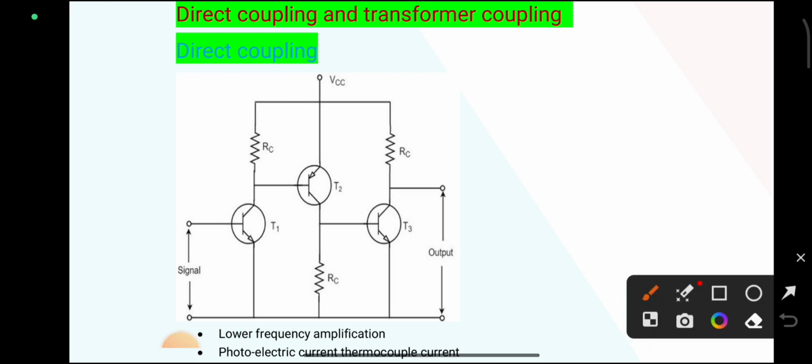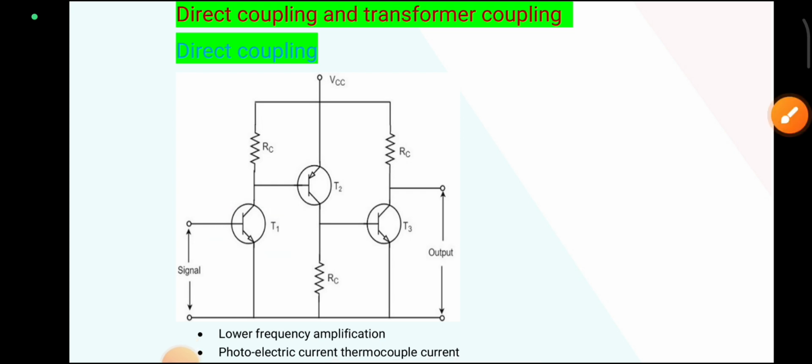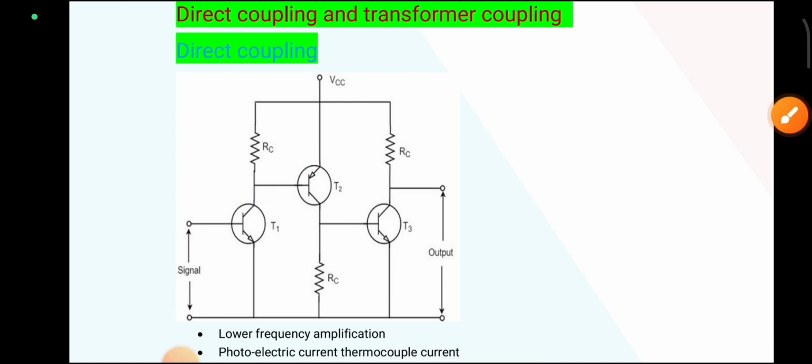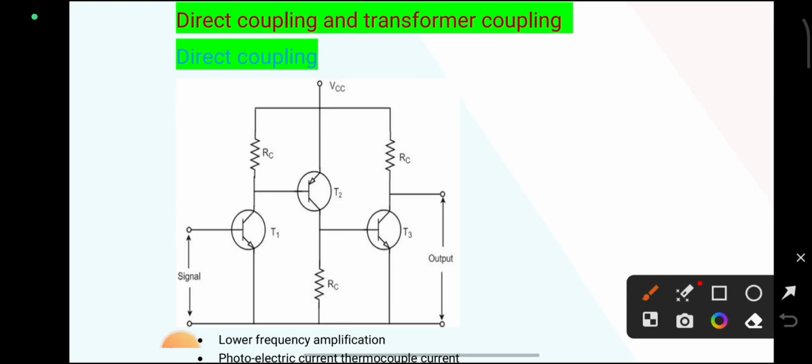from the first stage to the second stage. This is the first stage. In this first stage the output appears at the collector point of the transistor T1. This output is directly fed to the input of the second transistor T2. And the output also appears at the collector of the transistor T2. This output is directly fed to the input of the transistor T3.